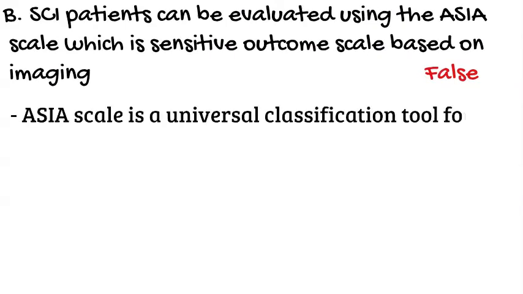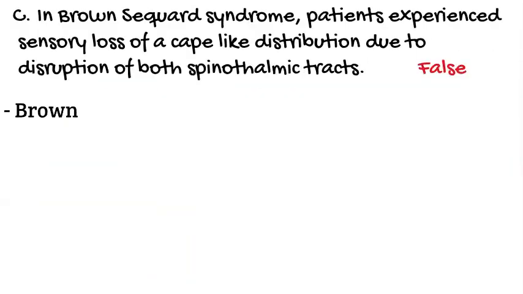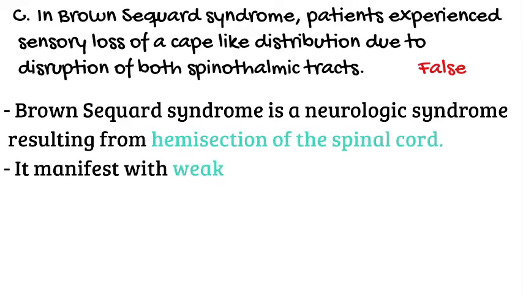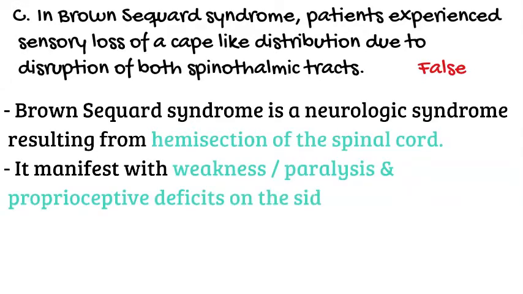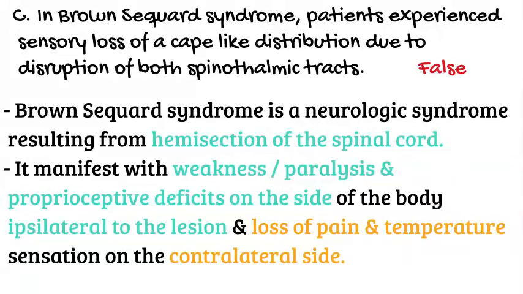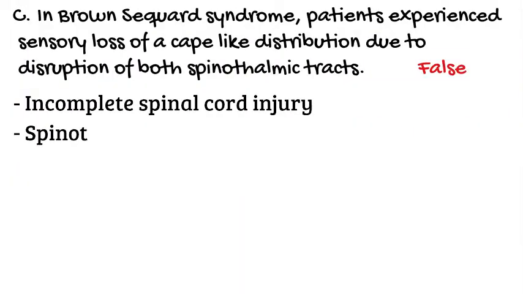SCI scale is a universal classification tool for spinal cord injuries based on a standardized sensory and motor assessment. Brown-Sequard syndrome is a neurologic syndrome resulting from hemisection of the spinal cord. It manifests with weakness or paralysis and proprioceptive deficits on the side of the body ipsilateral to the lesion and loss of pain and temperature sensation on the contralateral side. It is an incomplete spinal cord injury.